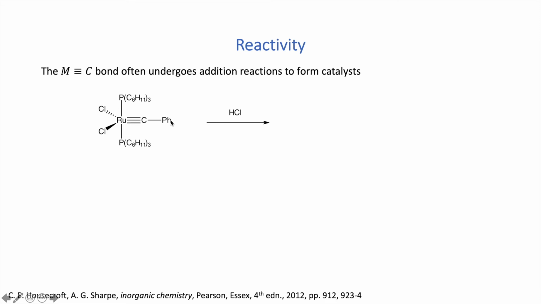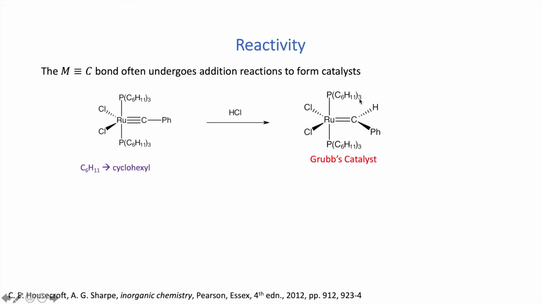Now here's an example. If you react this carbyne complex with HCl, you form this carbene complex, which is also known as Grubbs catalyst. And just in case you didn't know, the C6H11 here is called cyclohexyl. Now, metal carbyne carbonyl coupling reactions can also occur.